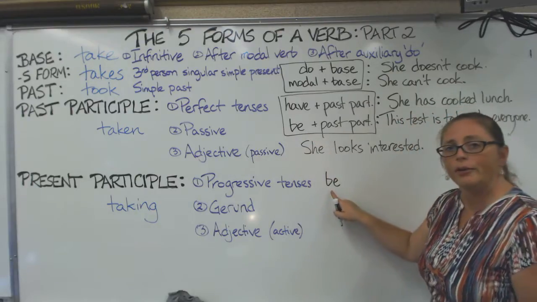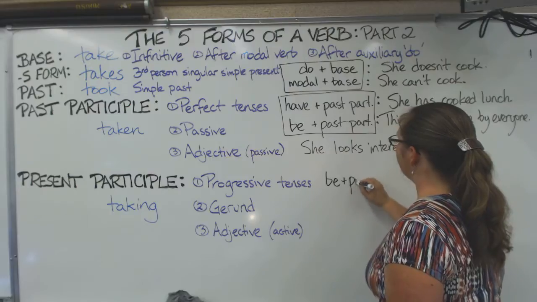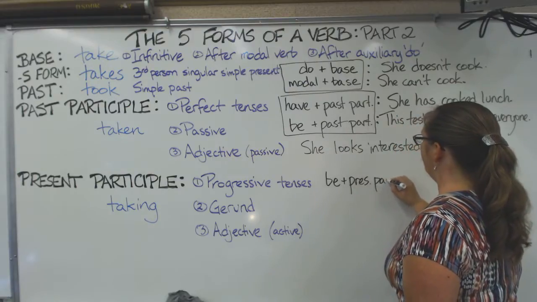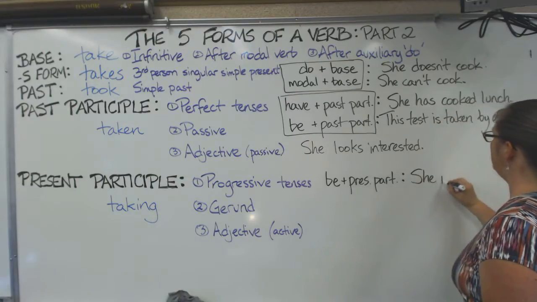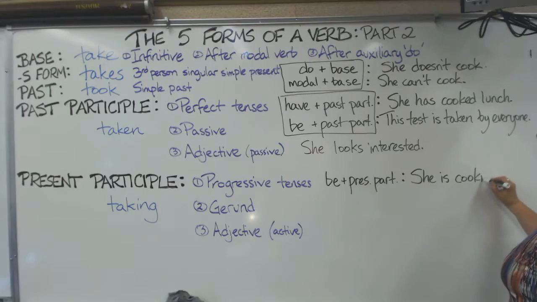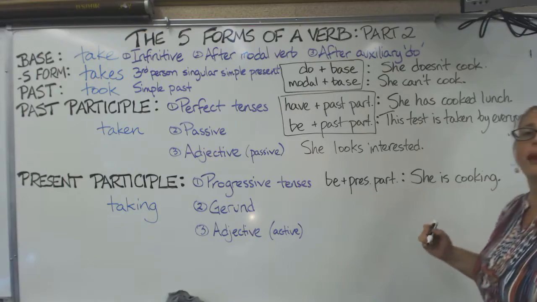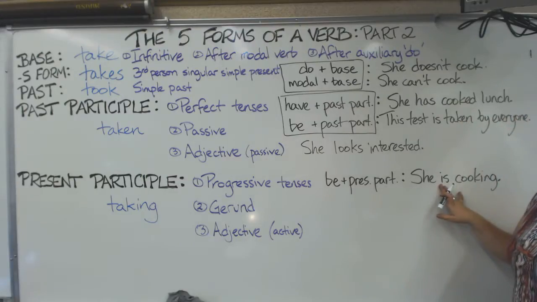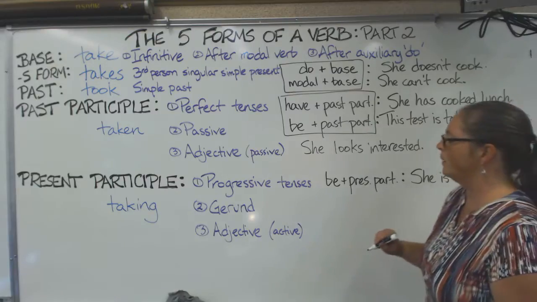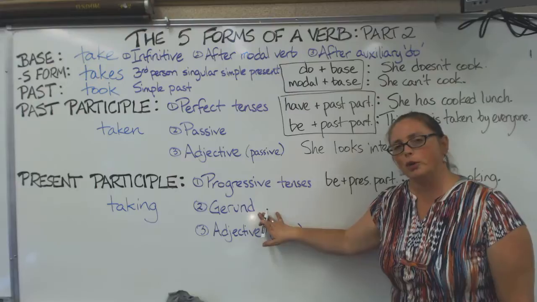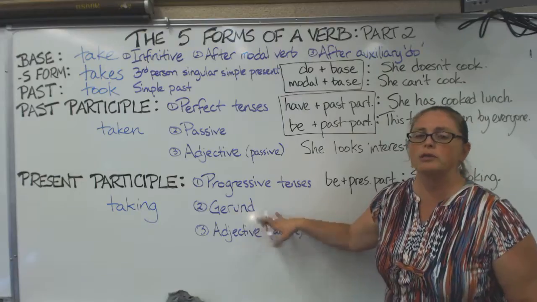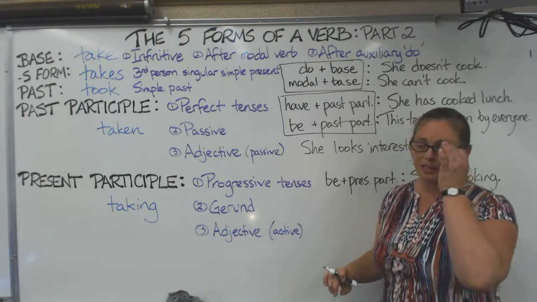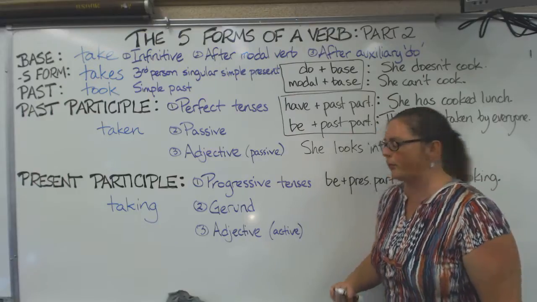For the present participle, again, you can use the be verb, but this time with the present participle. When you do that, it means that an action is unfinished. Here's the be auxiliary, here's the present participle. She is cooking. A gerund does not use an auxiliary verb because it is not a verb. It is a noun form. It's used as a subject or an object in a sentence. So there's no auxiliary verb for that.